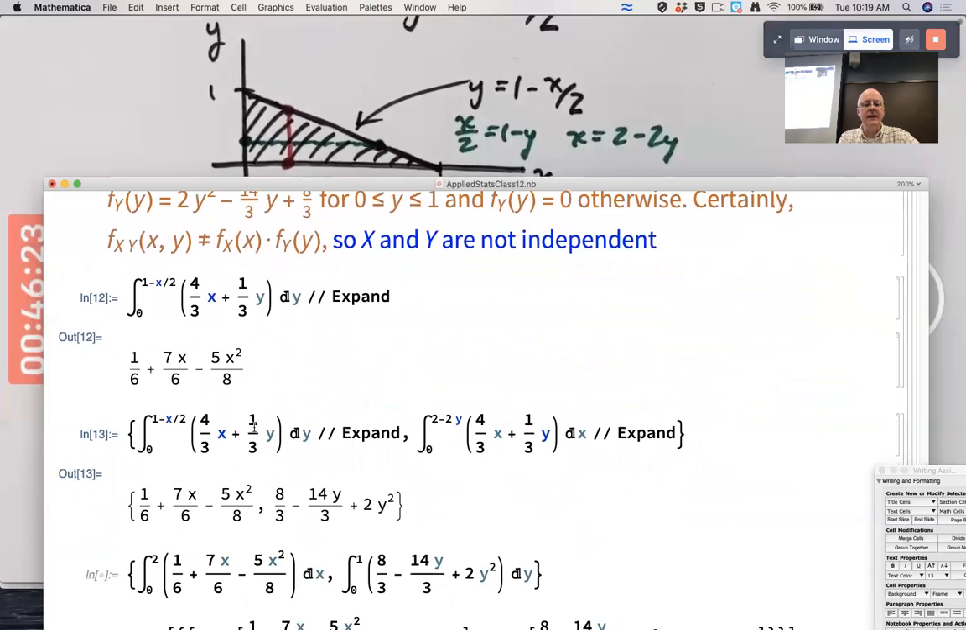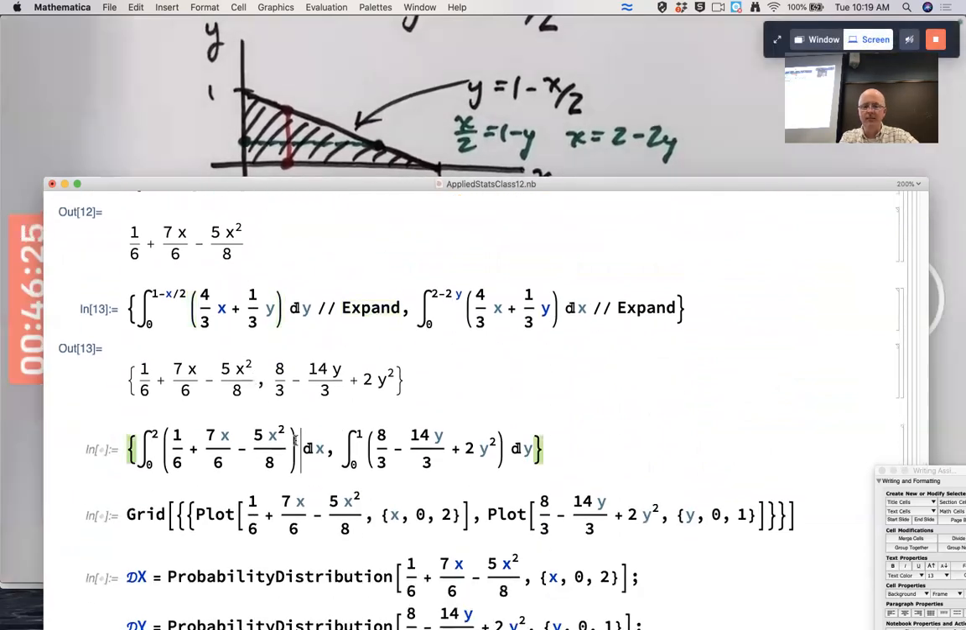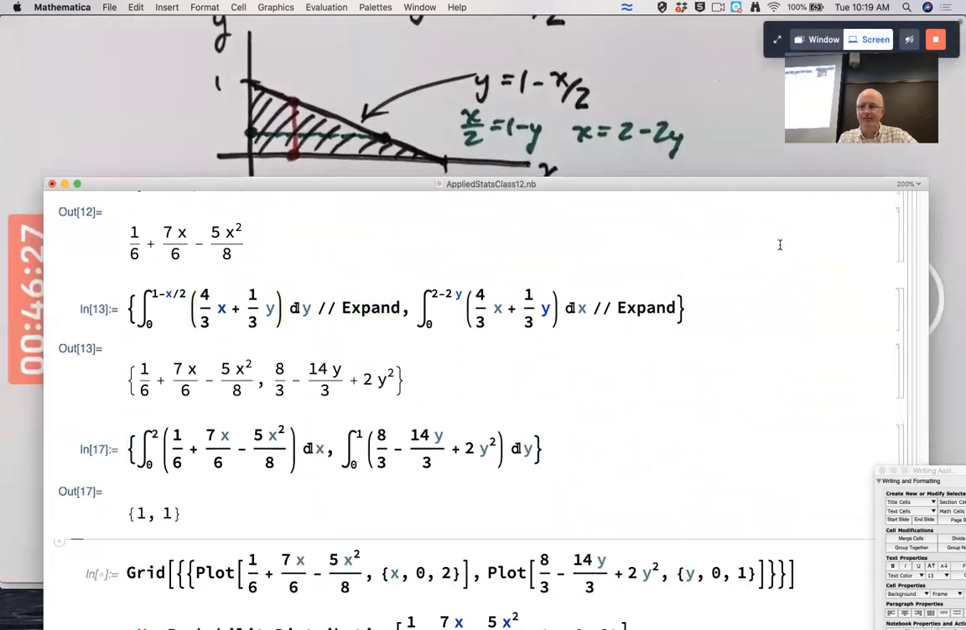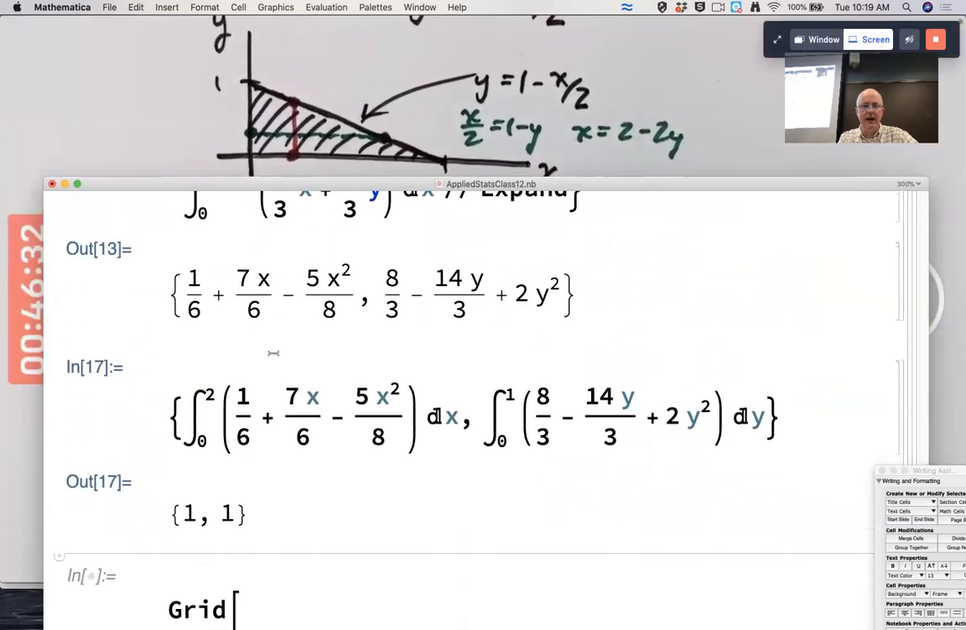Yeah, here are the marginal PDFs. Let's confirm these integrate to 1. Yep. So this first one, I'm integrating the marginal PDF of X from 0 to 2. And this one, I'm integrating the marginal PDF of Y from 0 to 1. I get 1 in both cases because I have to.